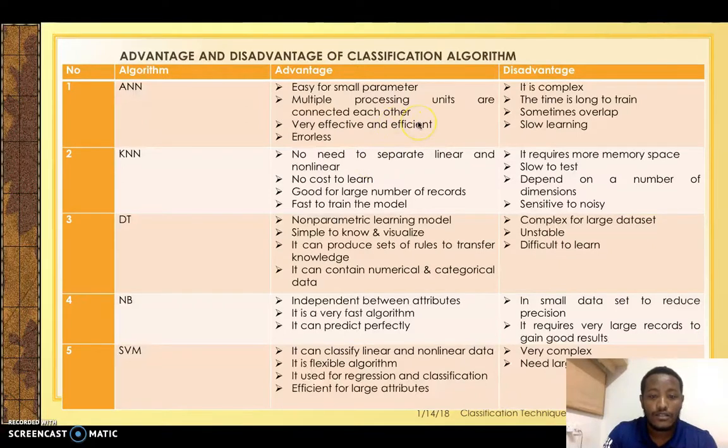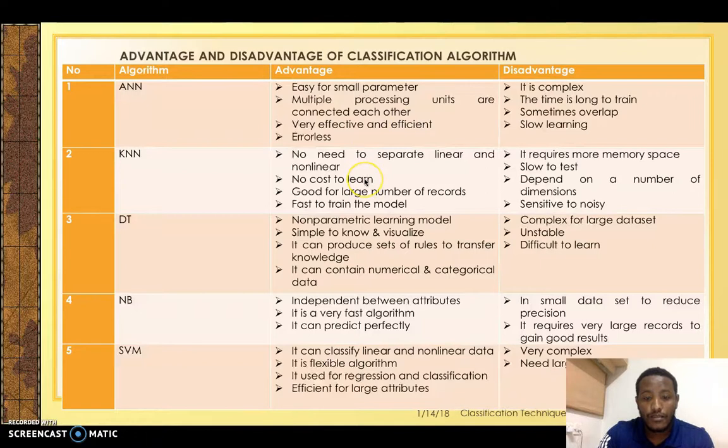Another one is decision tree. Decision tree is a non-parametric learning model, simple to understand and visualize by using a tree structure. It can produce a set of rules to transfer knowledge. It can contain numerical and categorical data. Its disadvantages are that it is complex for large data sets, unstable, and difficult to learn.